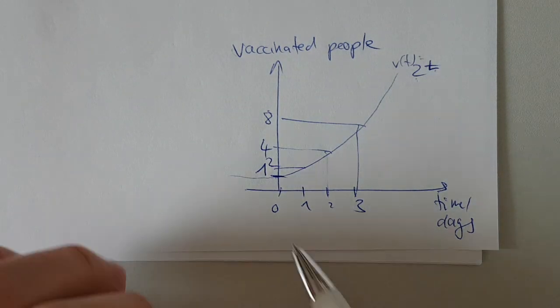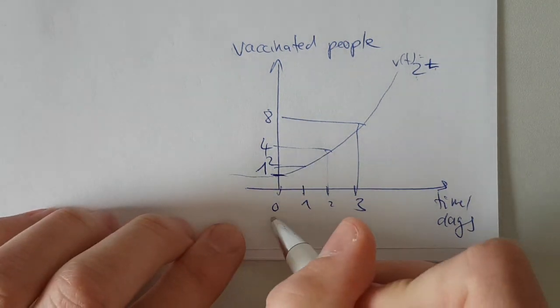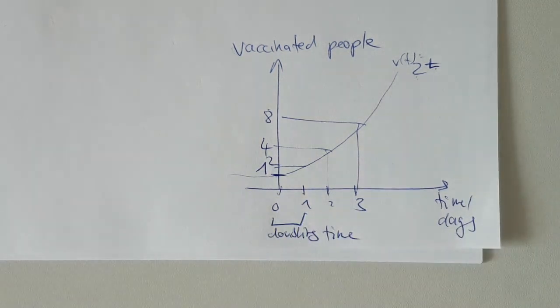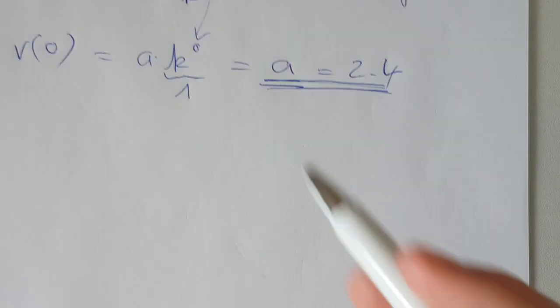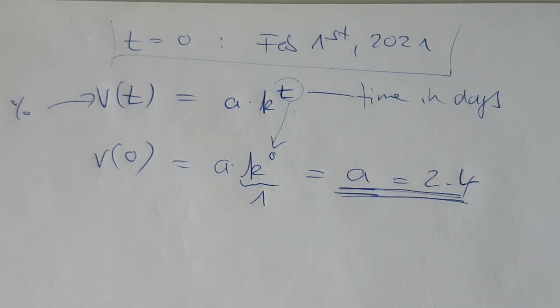So in this case, every day the number of vaccinated people doubles, and this is why it is called the doubling time. Doubling time is the time within which a certain amount doubles. Now what we have to find out is the period of time in which the percentage of vaccinated people in Germany doubles. From this doubling time, we can then find out what k is. So k is not the doubling time itself, but we can find out k using the doubling time. And the question is, how can we do this?